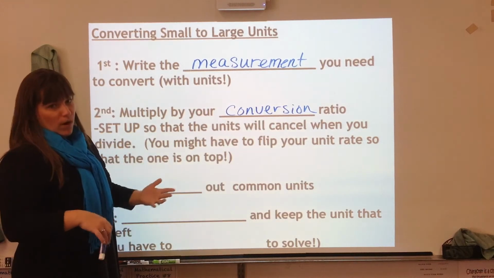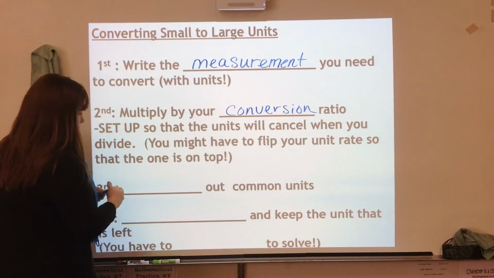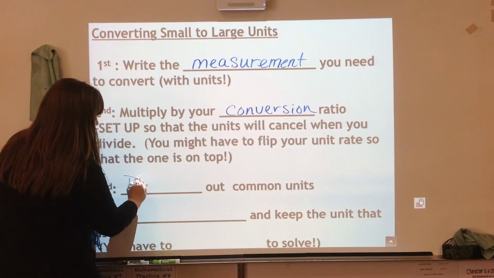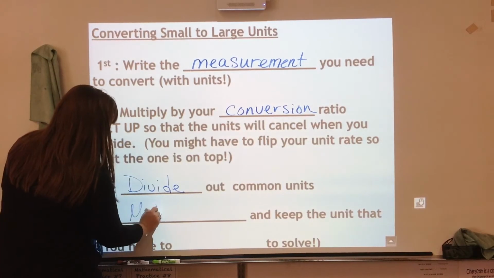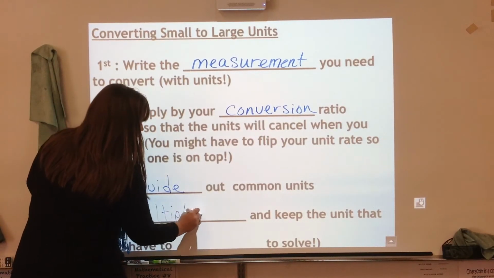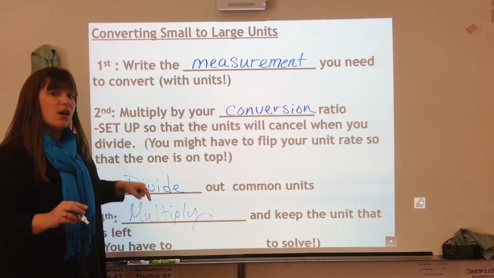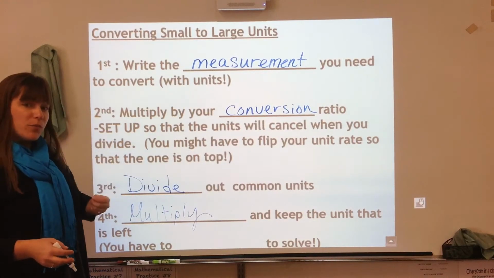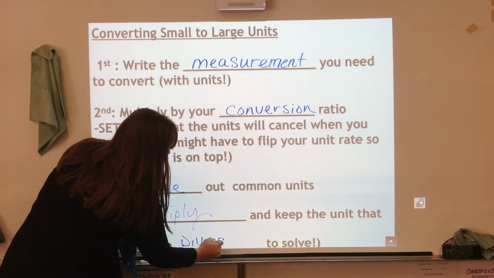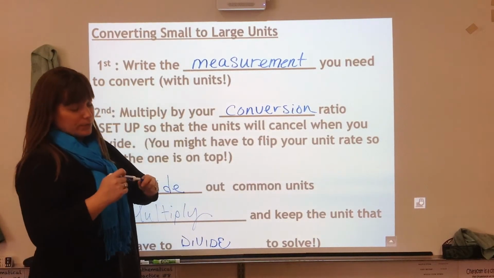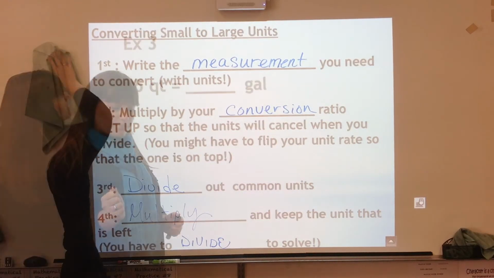And you might have a 1 in the numerator and not in the denominator. We're going to divide out common units just like before, and we're going to multiply and keep the unit that is left. But when we're doing this, because the 1 is in the numerator of the setup, we might end up having to divide in our math when we are trying to solve. And let me give you an example so that you can see what I mean by that.